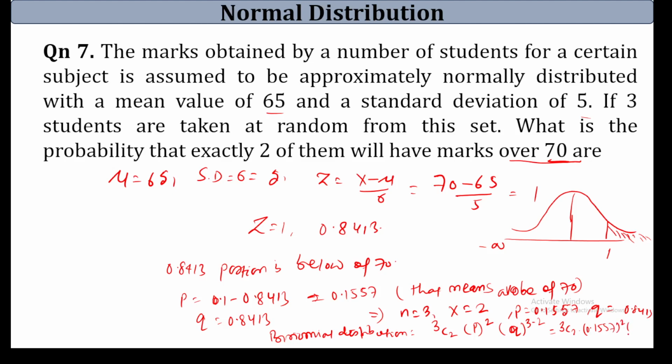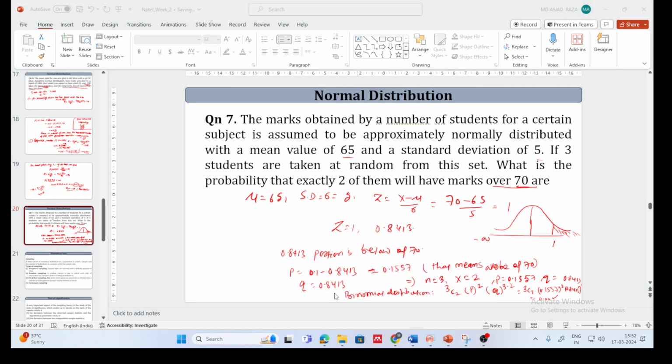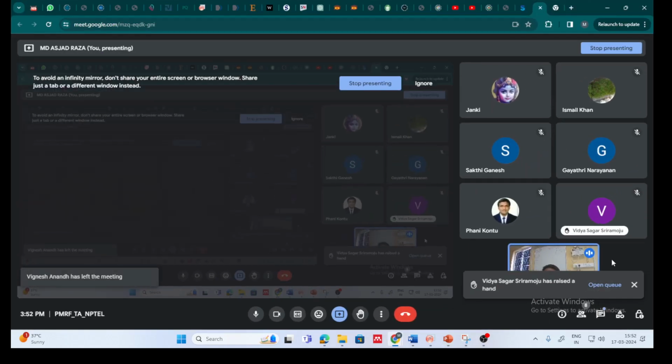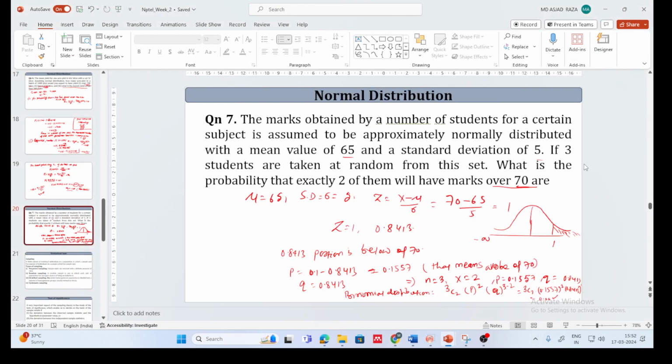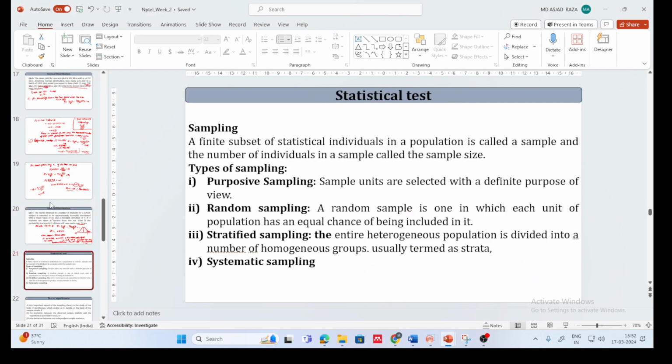So in the starting we need to find the probability from the normal distribution, using the Z value. So we'll get around 0.06. Some questions are here. Okay, Vidyasagar, can you tell me? So this is all about the distribution.